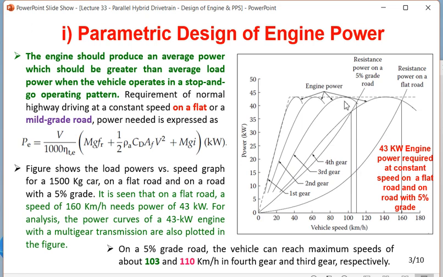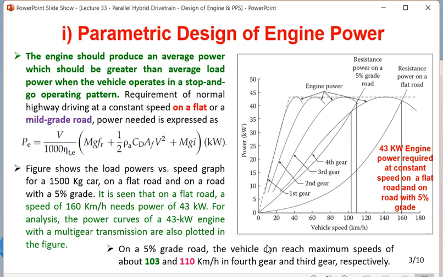So you are finding that whenever we are talking about a 5% grade, the maximum power required by the vehicle is reached at around 103 and 110. So these two lines are there. The left line is 103 and this is 110. This is the 43 kilowatt power. In the fourth gear, it is achieved at 110 kilometer per hour, and in the third gear, it is around 103 kilometer per hour.